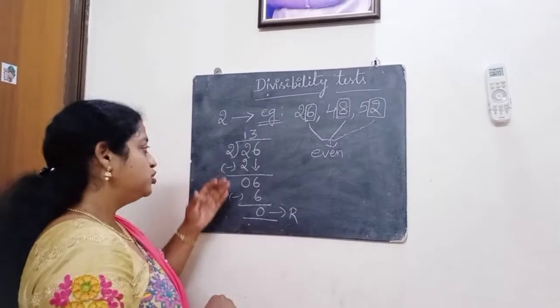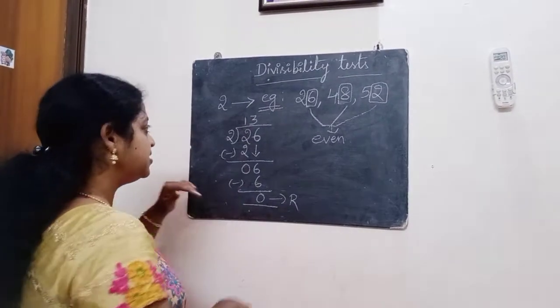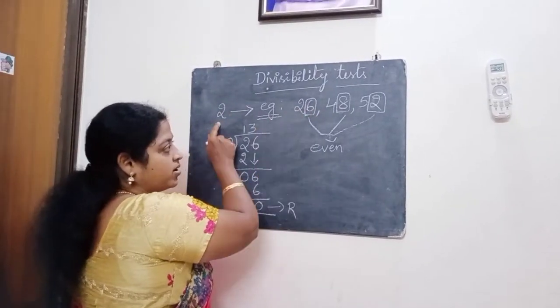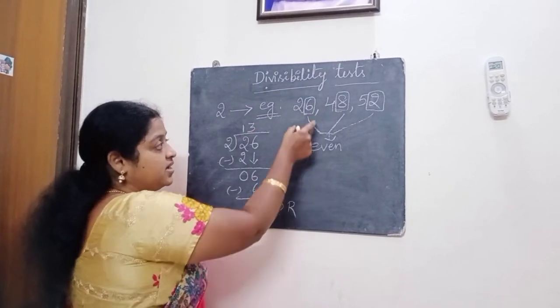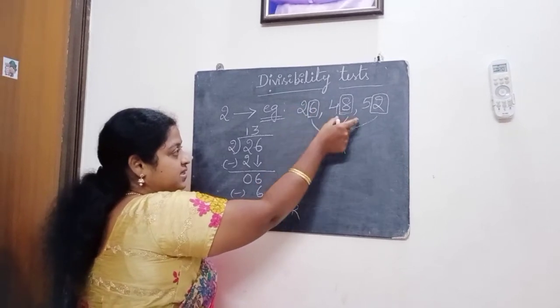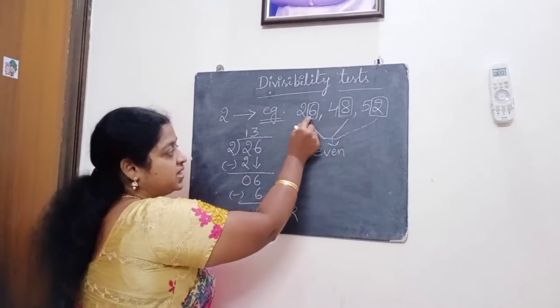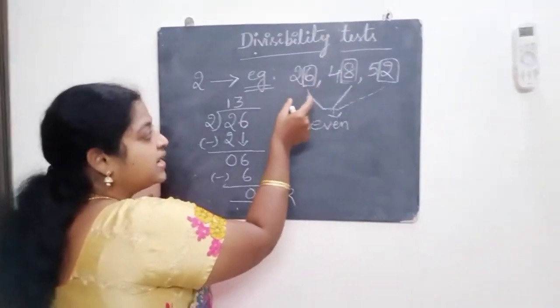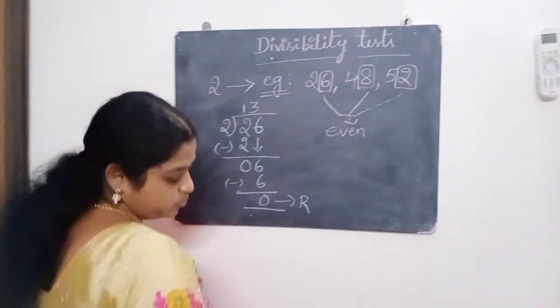Understood, children? So before doing this process, we are finding out whether the number is divisible by 2 or not. Here we got the answer that whatever the number, 26 or 48 or 52, if the last digit is an even number, then that number is exactly divisible by 2.